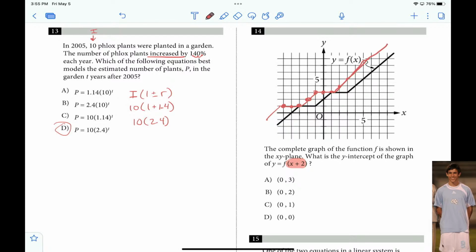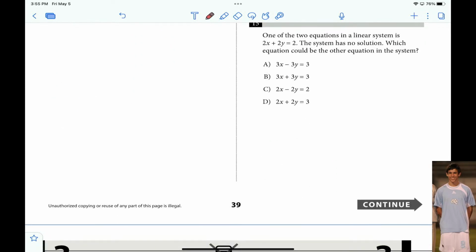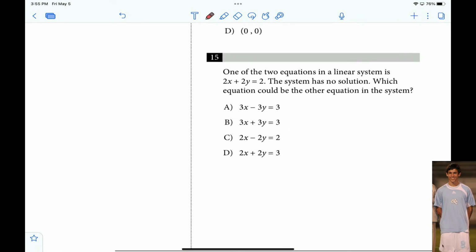So yeah, they wanted the y-intercept. Now we can see with my new graph where our y-intercept is. The y-intercept is where it crosses the y-axis. So it's right there, at 0, 3. Cool. All right, I'm not going to do the other way. I like that way. All right, so 15.